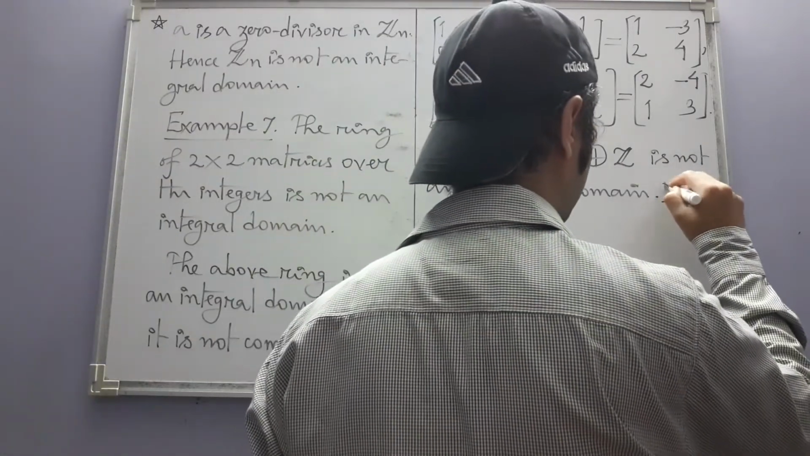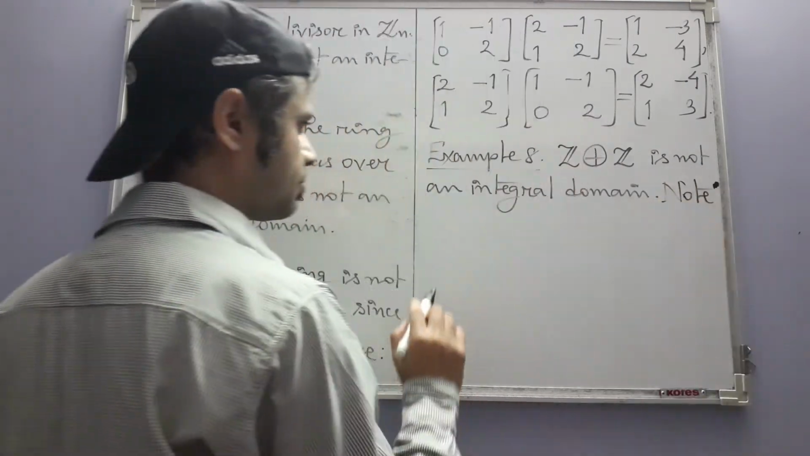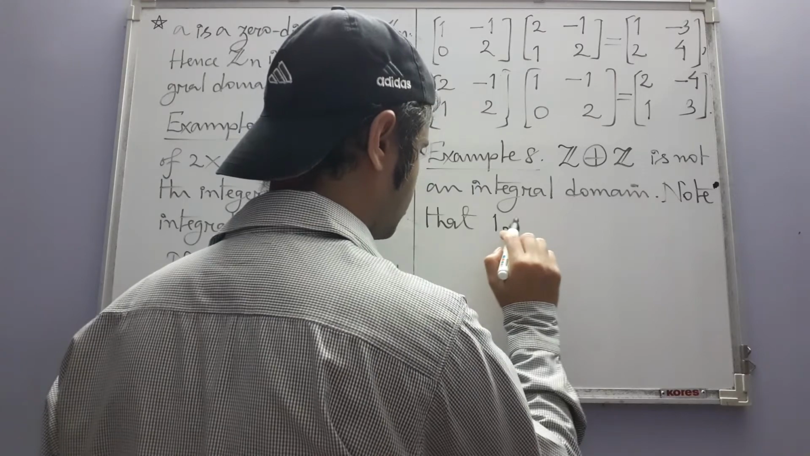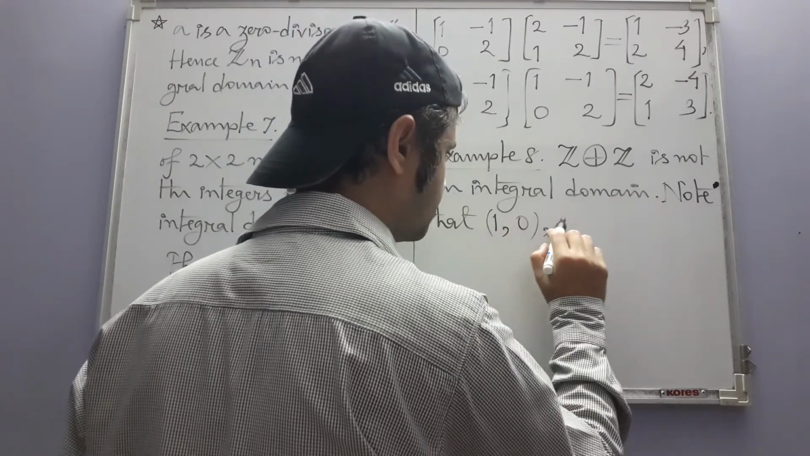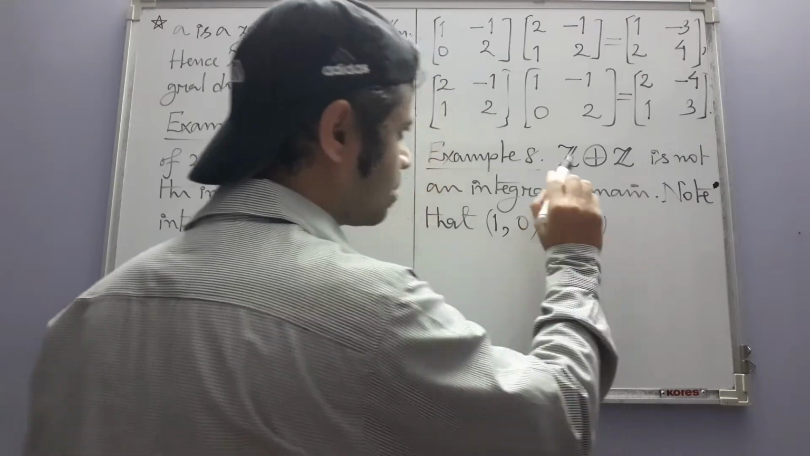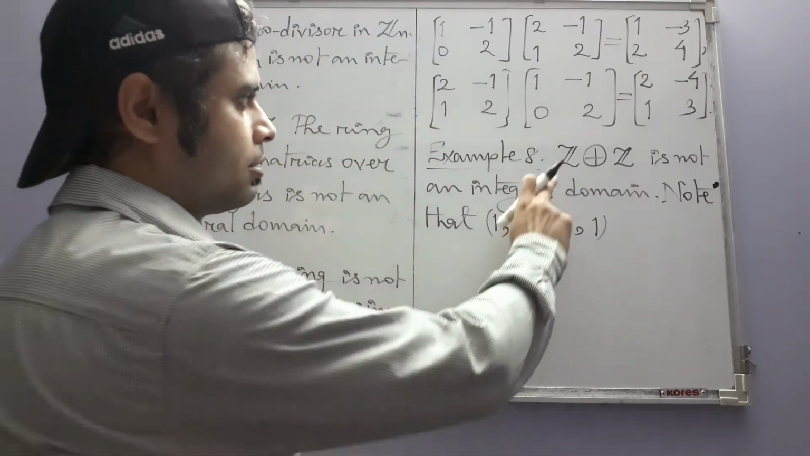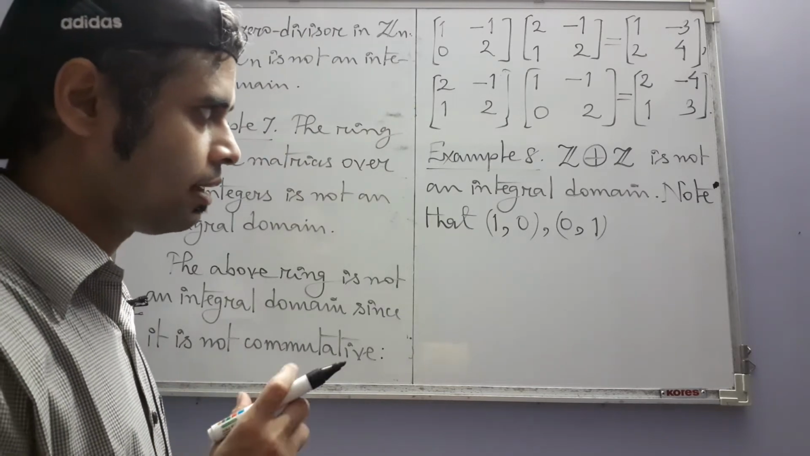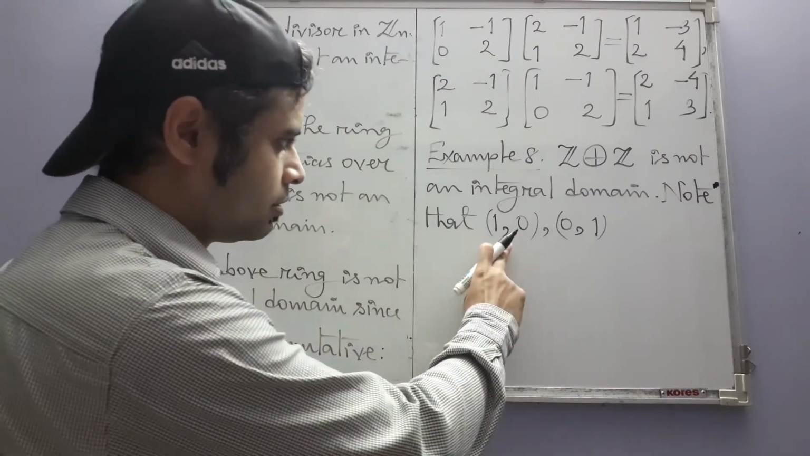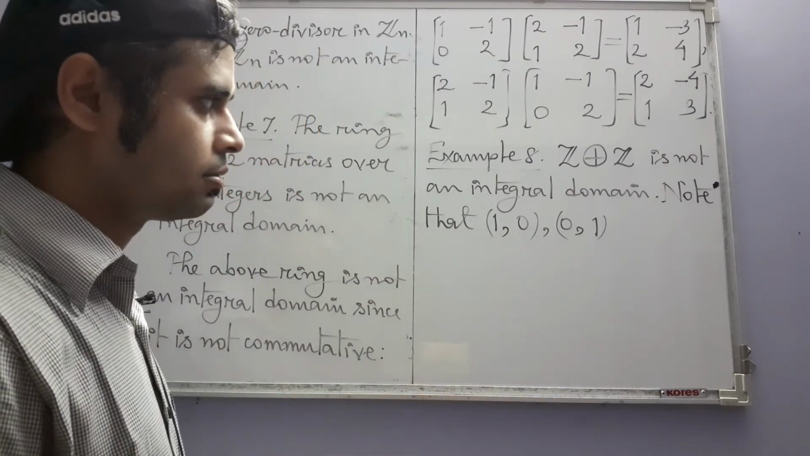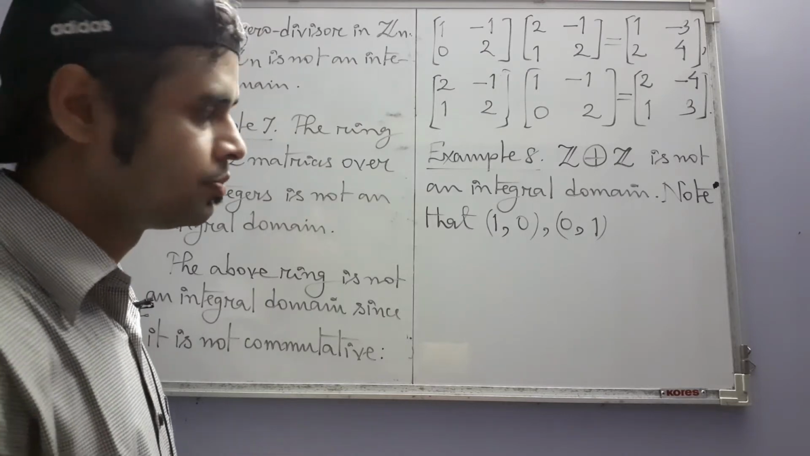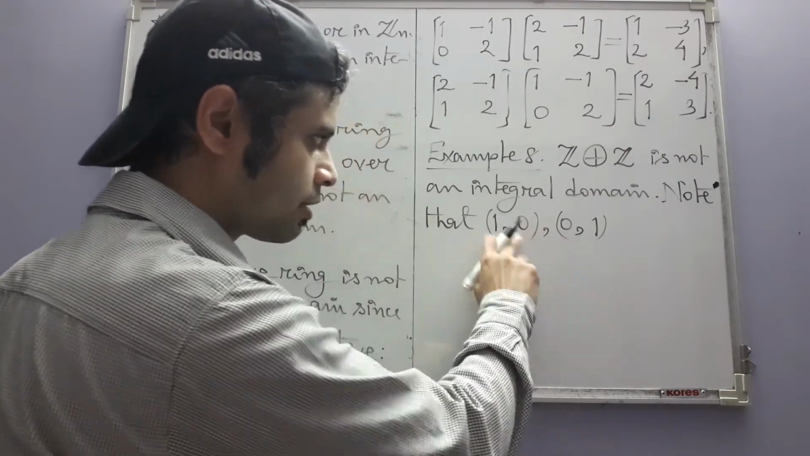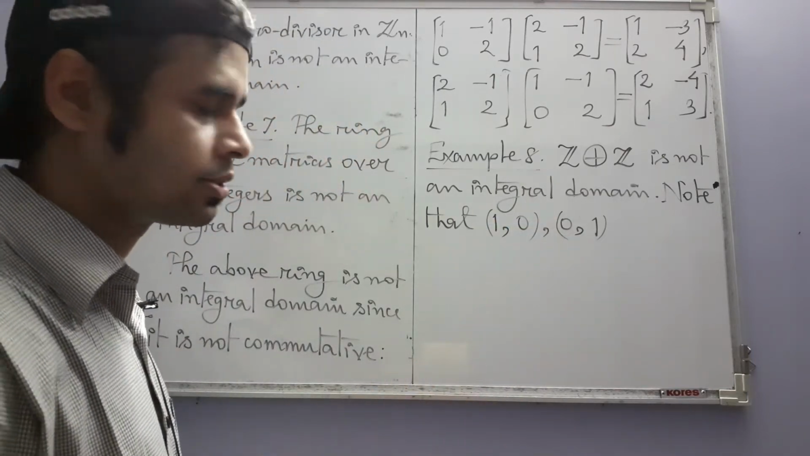Note that 1 comma 0 and 0 comma 1, don't forget what this thing is. As a set, this is the set of all ordered pairs of integers, and as a ring, it's a ring in which addition and multiplication are done component wise. When we add, for example, these two pairs, we add the first coordinates and also the second coordinates, like that for multiplication also.